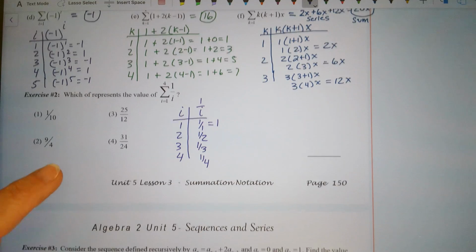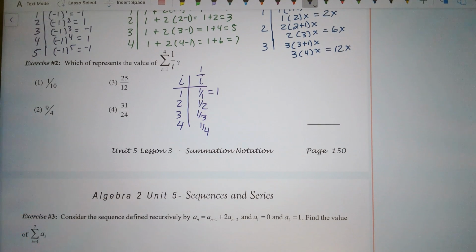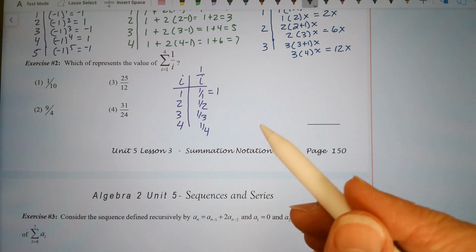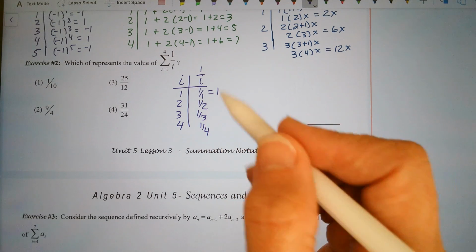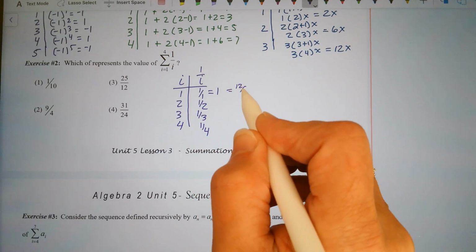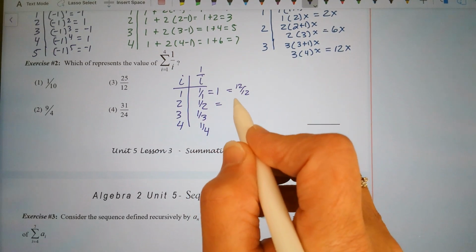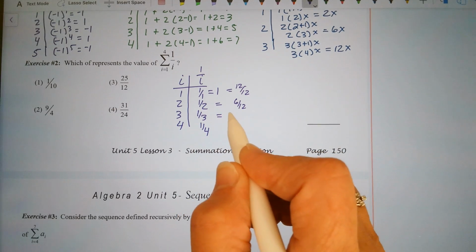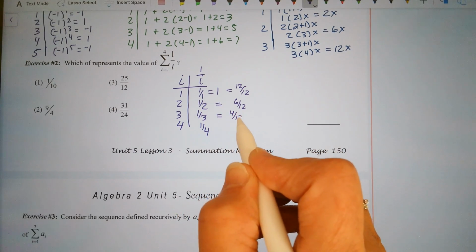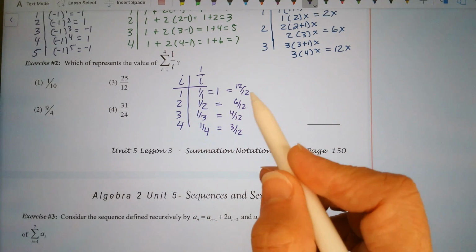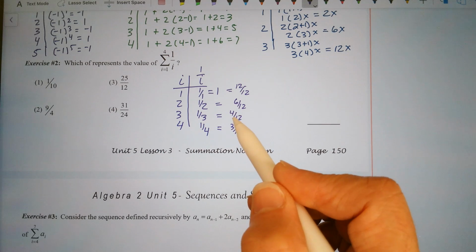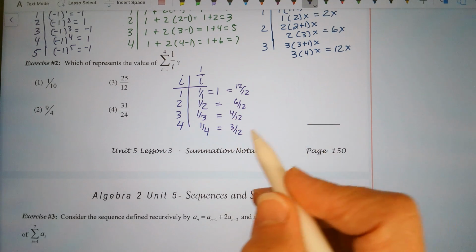Okay, so we have three fractions here, and yes, you can use the calculator and add 1 plus a half plus a third plus a quarter. I'd rather write down equivalent fractions with a denominator of 12. All right, so 1 is equivalent to 12 twelfths, 1 half is equivalent to 6 twelfths, 1/3 is equivalent to 4 twelfths, and 1/4, 3 twelfths. And now if we add these, 12 and 6 is 18, plus 4 is 22, plus 3 is 25.